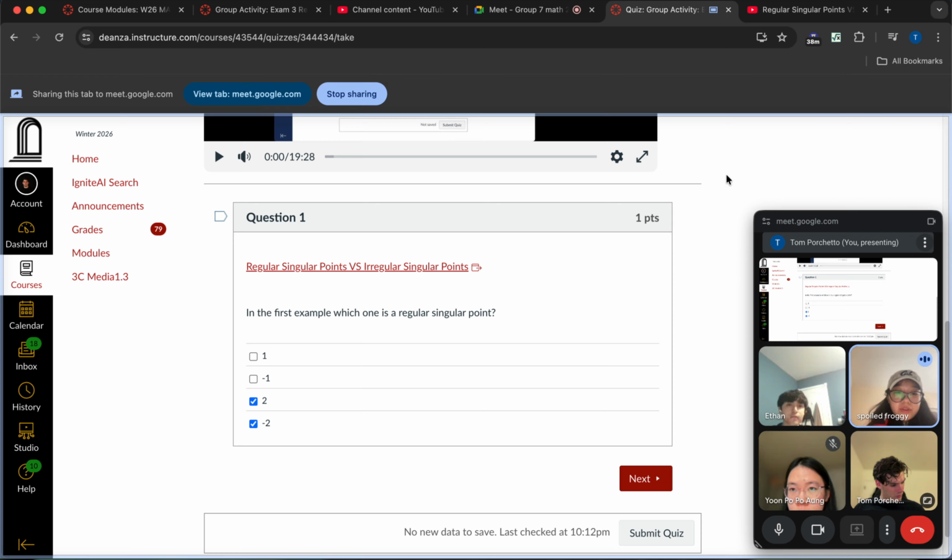To find the singular points, we have to look at the denominator. We look where the denominators become 0, and we check the limits. If both of the limits are finite, then the point is a regular singular point. So we just check x equals 2 and x equals negative 2, and these two satisfy this condition. So the first question's answer is just 2 and negative 2.